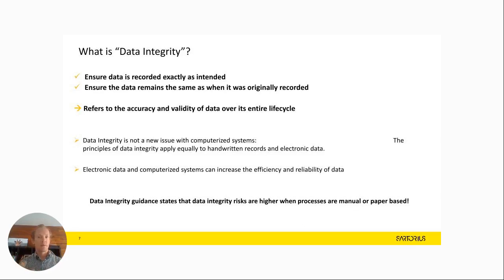Now we have the term data integrity, and it is a pretty big word, to be honest. What does it mean? It means ensuring our data is recorded exactly as intended, and ensuring the data remains the same as when it was originally recorded. So the time is important, maybe the person is important. There are a lot of different things coming together. Data integrity guidance states that data integrity risks are higher when processes are manual or paper-based. I, for myself, worked for several years in a lab, and I like counting in my head. We make mistakes, and even I had to accept that sometimes I do too. So if we automate our data and our processes, that helps us a lot with being compliant.